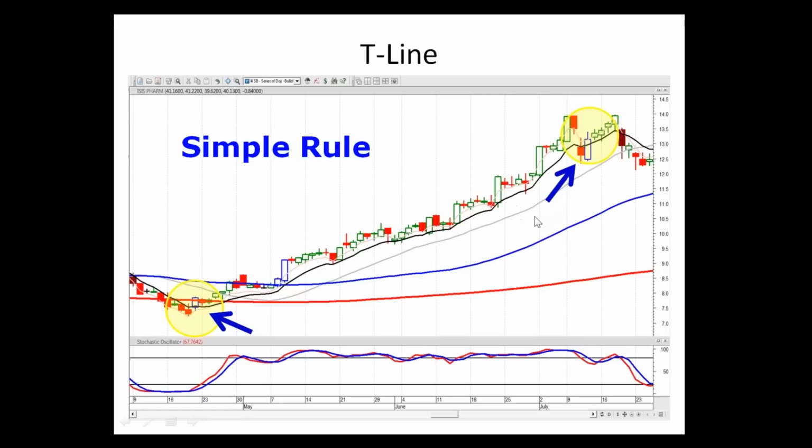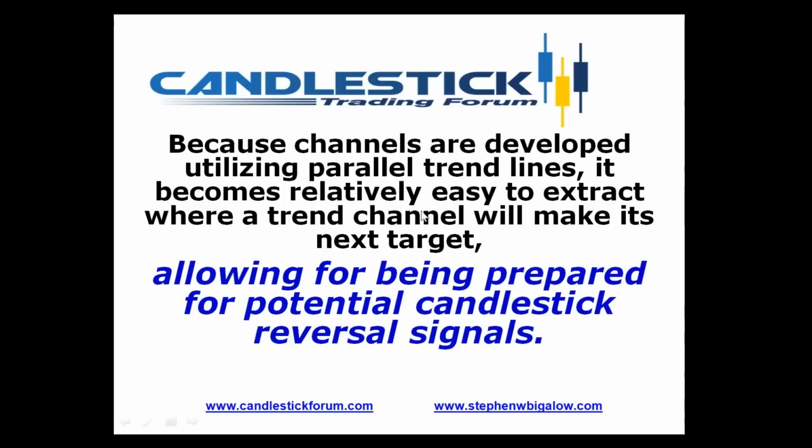The T-line is the 8 exponential moving average. So if you combine those two, you've got an extremely powerful combination. The pink line, there's a wee little green line here. That's the 3T. That's a whole different line. The 3T line works effectively. If you start moving too far away from the T-line, the 3T line gives you a much faster signal. So what we're going to do is look at channels. Because channels are developed by utilizing parallel lines, it becomes relatively easy to extract where a trend channel will be making its next target, which allows for being prepared for potential candlestick reversal signals.